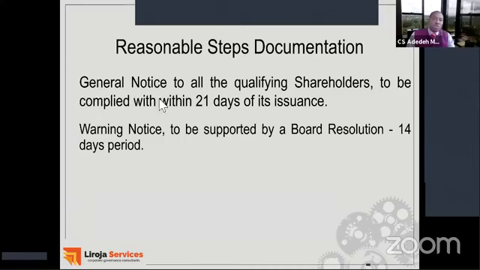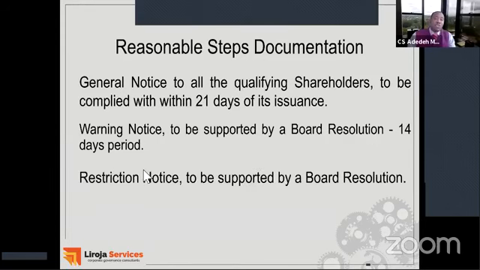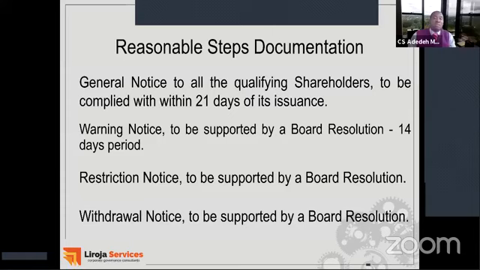If a general notice is not complied with, you send a warning notice, which needs to be supported by a board resolution, and the notice period is 14 days. If the warning notice is not complied with, then you send a restriction notice, which also needs to be supported by a board resolution. If you put a restriction notice on a particular shareholder and then they provide the information, you need to issue a withdrawal notice, which also needs to be supported by a board resolution.